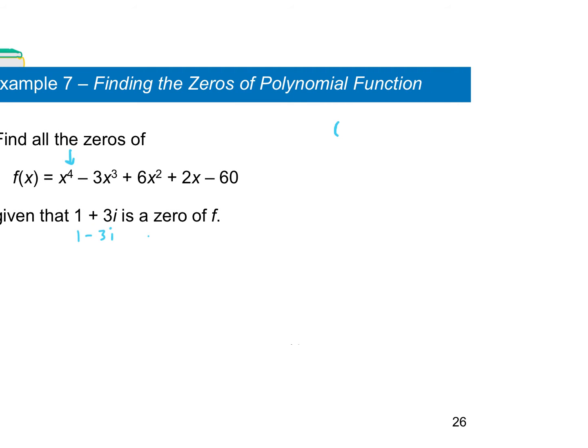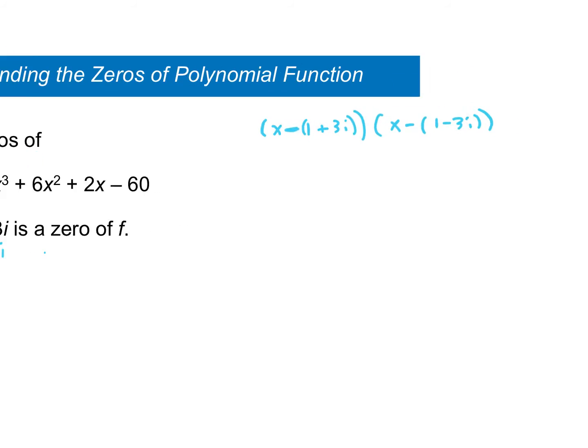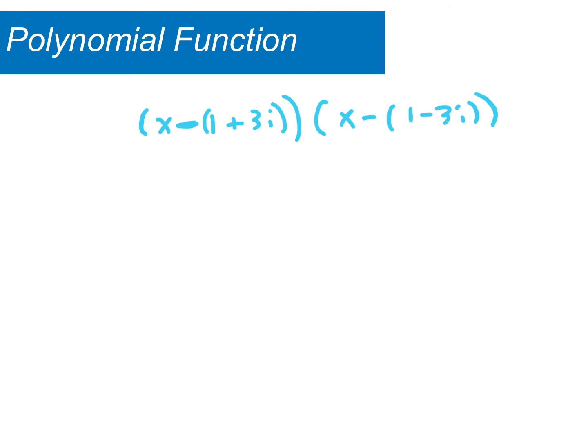So we have 1 plus 3i. Oops. We got to make it x minus, because we want to put it into that factored form. So x minus 1 plus 3i, and then x minus 1 minus 3i. So now I want to multiply this out. What's the first thing I should do? Distribute that minus into there and there.